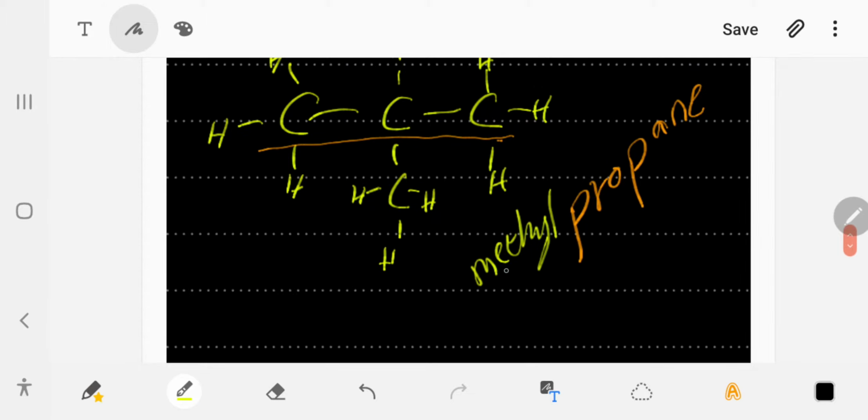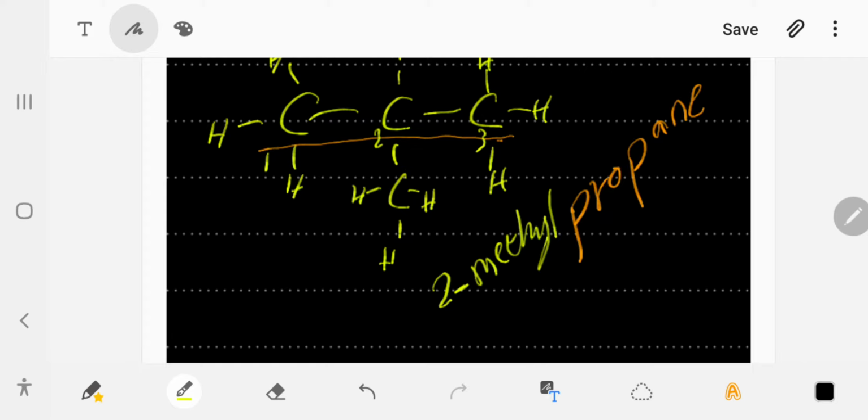But where is the location of the methyl here? At which carbon atom is the methyl located? We count from here or from here, numbering the carbon atoms. So we can start from here, 1, 2, 3. We can notice that the methyl group is located at the second carbon atom. So it will be 2-methyl propane.